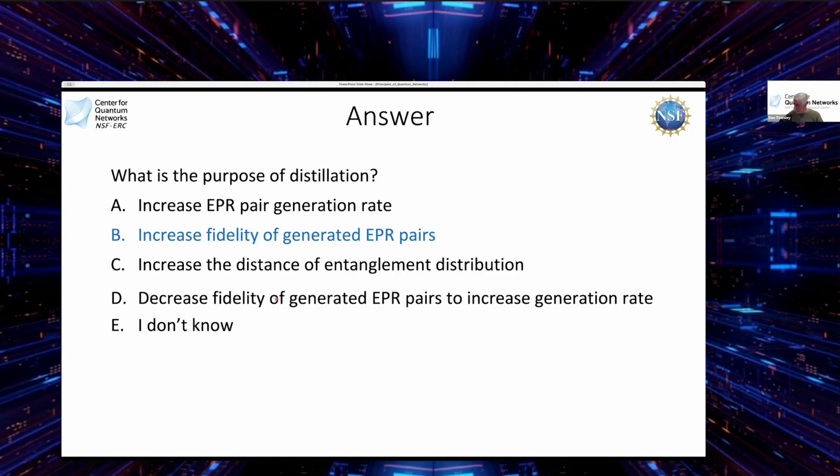Okay, so the answer is that it increases fidelity of generated Bell pairs, and I see that over 80% of you had that, and it was sort of uniform about the others. I think it's pretty clear that that must be the case.